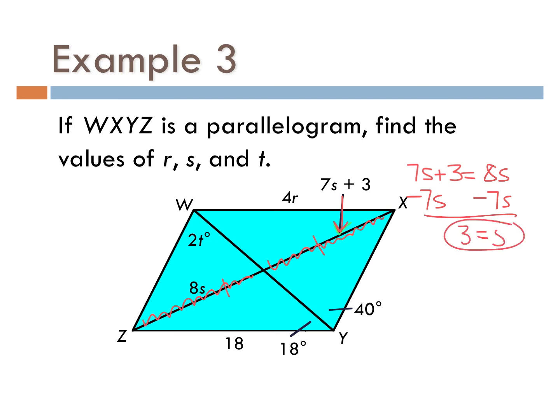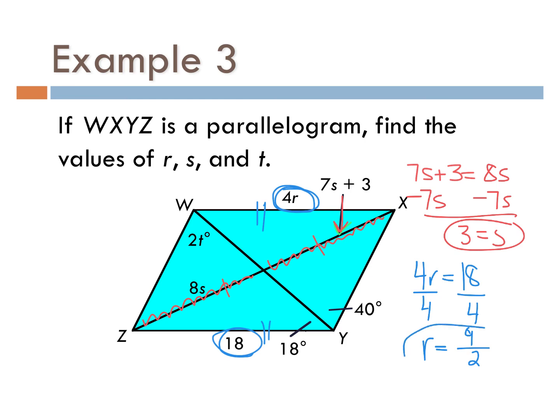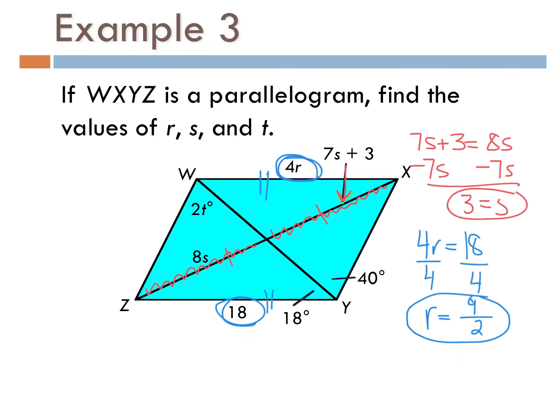Boom. Okay, now I also see that r is up here. This side and this side are congruent. The opposite sides of a parallelogram are congruent. So 4r is going to equal 18. Divide both sides by 4. 4 does not go evenly into 18, but I could reduce it, and it's 9 over 2, or if I wrote it as 4.5, that's okay, because that's still exact. I'm not rounding 4.5. 4.5 is what it is.